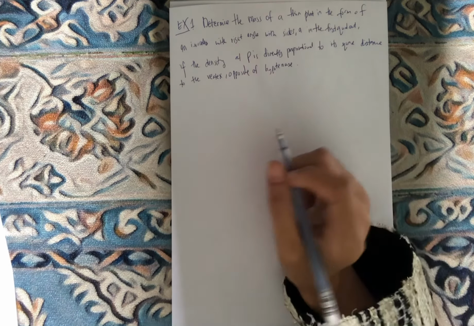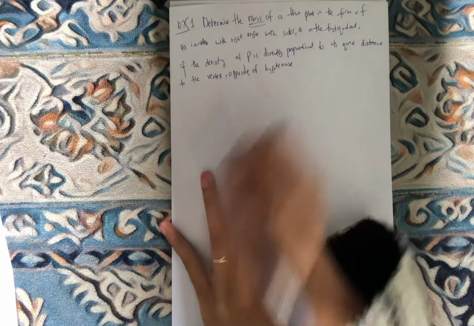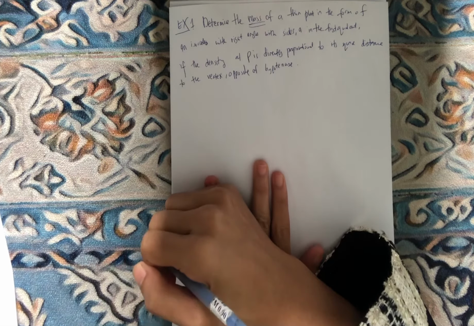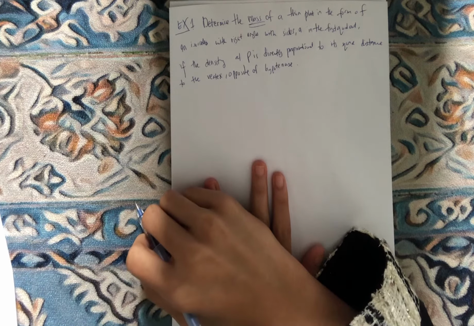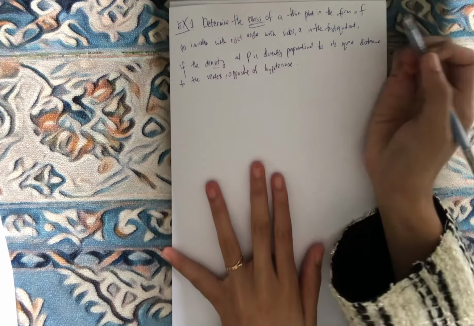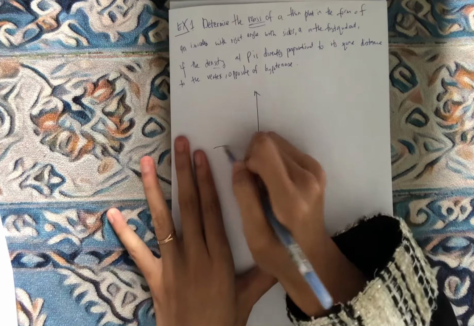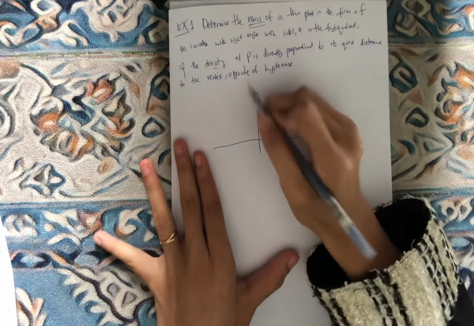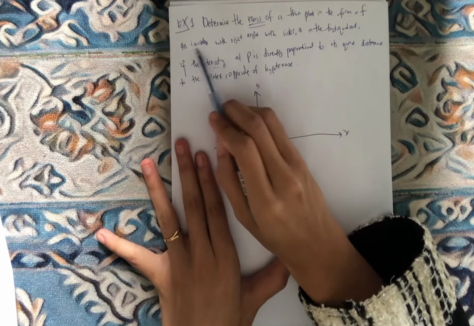Okay, class. So determine the mass. The question asks you to determine the mass of a thin plate in the form of an isosceles triangle with the right angle with the sides A in the first quadrant. If the density at P is directly proportional. So first thing first, maybe we can imagine the shape of the thin plate. So let's say this is Y, this is X. So it means that this is the triangle.